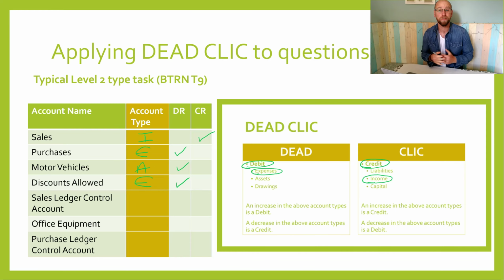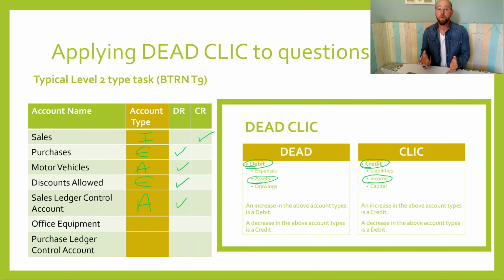So let's take a look at the sales ledger control account. Now the sales ledger control account is where we keep all of our customers' invoices that have yet to be paid. Now because they haven't yet been paid, they are going to be paid at a future date. Anything that we're going to receive a benefit from in the future is known as an asset. It's something that we're going to get in the future. So because the sales ledger control account is an asset, again like before, we can see that assets are a debit. So we just tick debit.